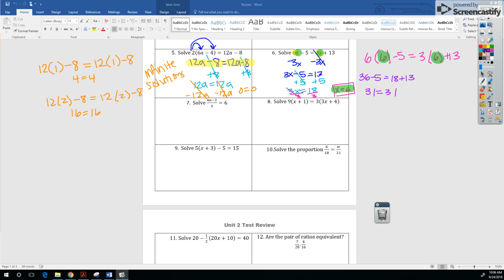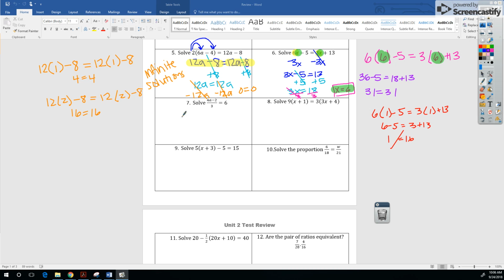There isn't any other number that would make these two sides equal. Let's look at something that's not a solution. So let's say 1. 6 times 1 minus 5. 3 times 1 plus 13. 6 times 1 is 6, and 6 minus 5 is 1. 3 times 1 is 3, and 3 plus 13 is 16. That didn't work. That's why 1's not a solution and 6 is.